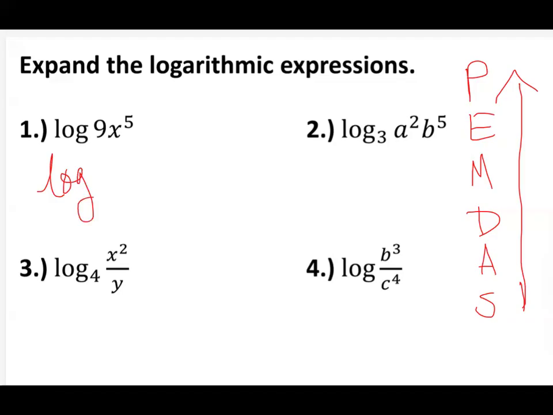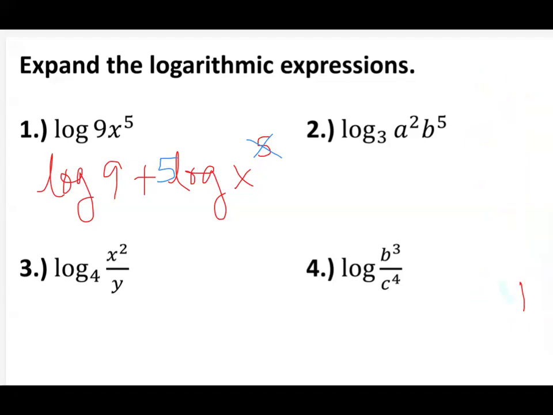Okay, so we are multiplying. So we're going to do the addition first. We're going to do that bottom part first, upside down. So log 9 plus log x to the 5th. But now we have to do exponents. So we're actually going to take that 5 and we're going to put it in front. So you can fix it if you want instead of having to rewrite it. I'm going to erase my little thing over here so we have room.